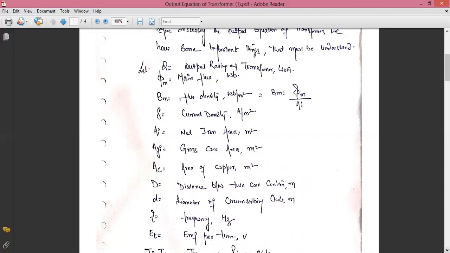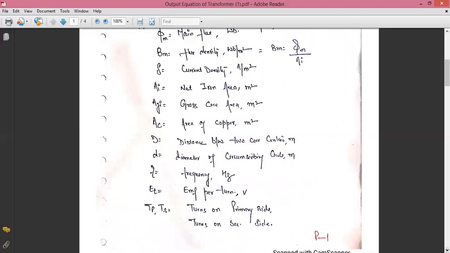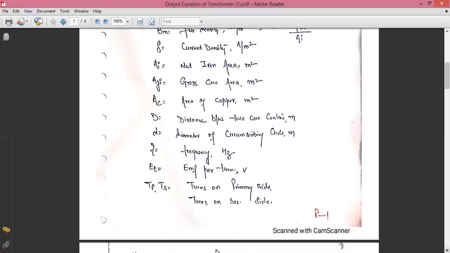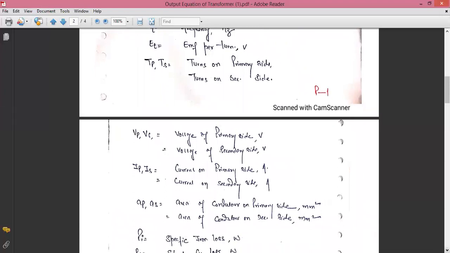Next is F, the frequency, with units of hertz. Then we have ET, the EMF per turn, in volts. Next we have TP and TS. TP means turns on the primary side and TS is the turns on the secondary side. Continuing, we have VP and VS. VP is the primary side voltage and VS is the secondary side voltage, measured in volts. After that, we have IP and IS, the current on the primary side, in amperes, and IS, the current on the secondary side, again in amperes.